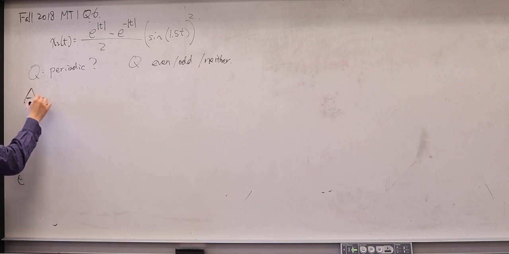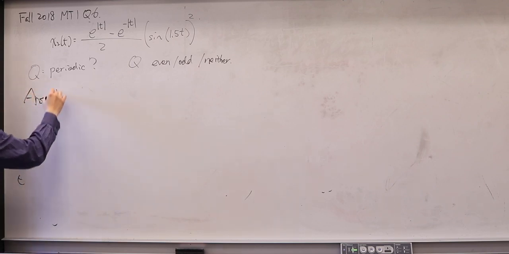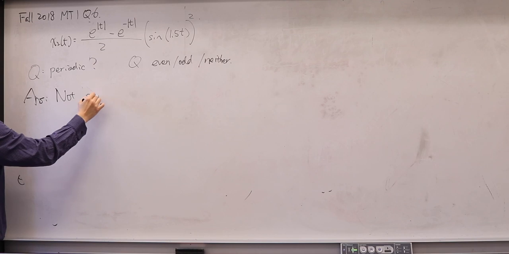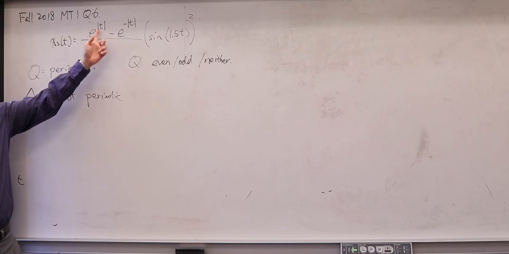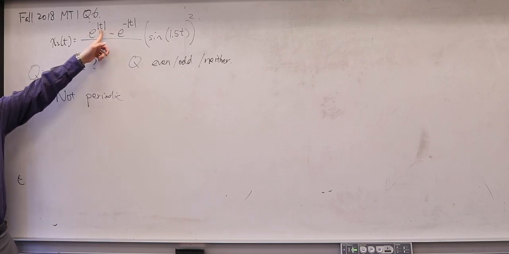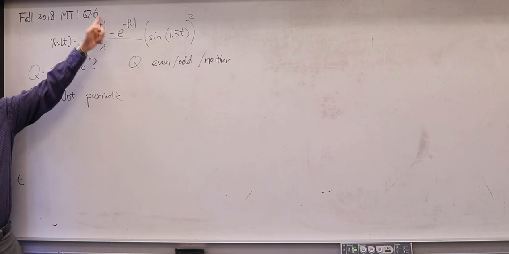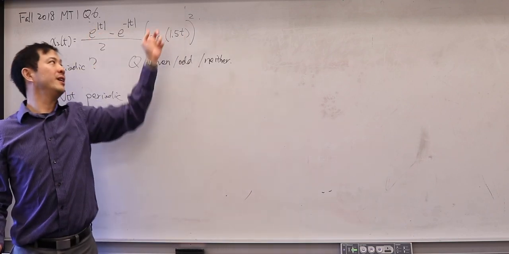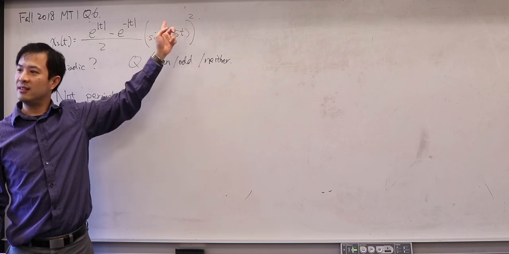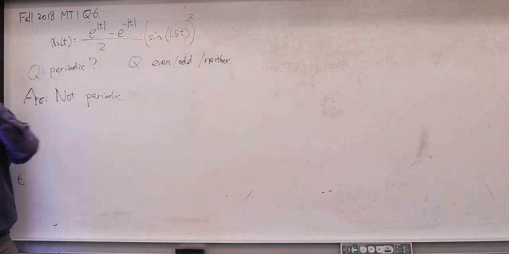So how do we get the first question? The answer is not periodic. Why is it not periodic? Because of the exponential component. When t is getting very large, you can see this part is getting pretty big, and this part is always between 0 and 1, therefore it's not periodic.